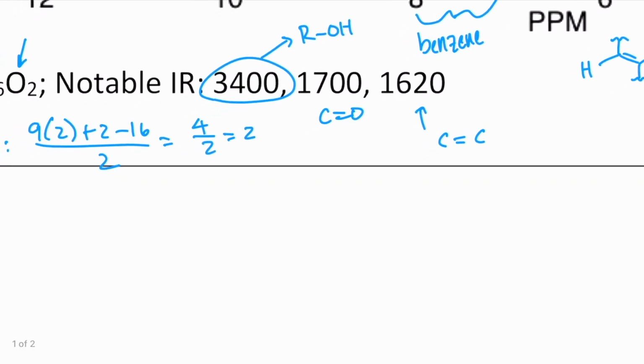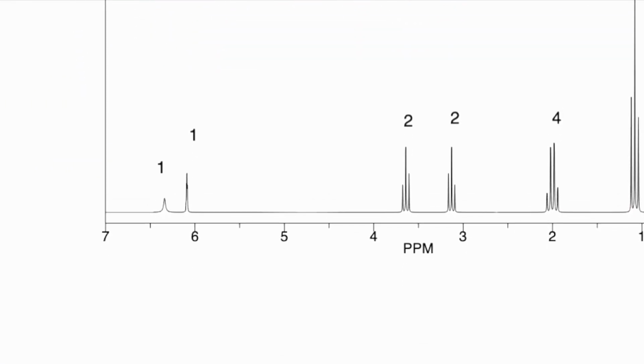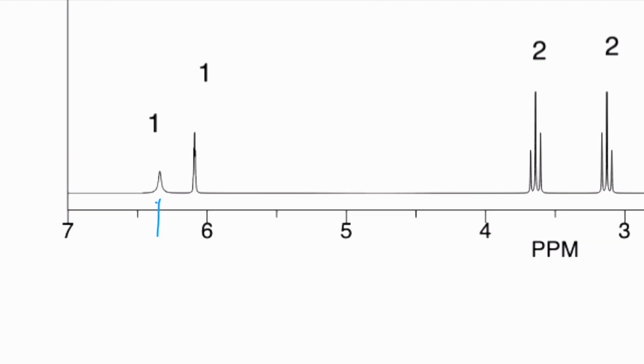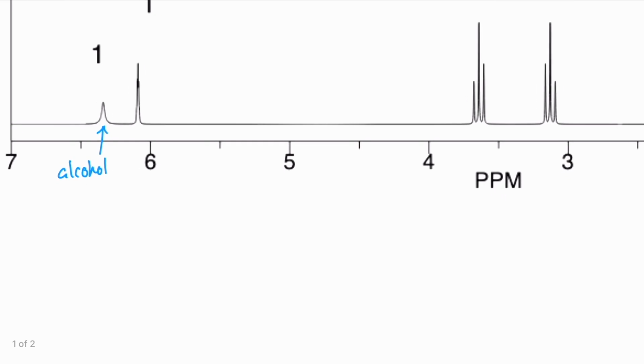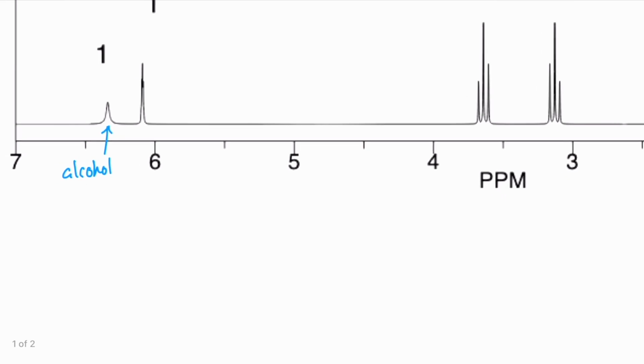Alrighty. Let's see if our NMR matches that. Oh, here is an interesting peak, right? It's more broad. That's pretty indicative of an alcohol. Then we have something at 6. A singlet at 6. Well, we saw with the previous one, right about this same area is where we found that alkene.